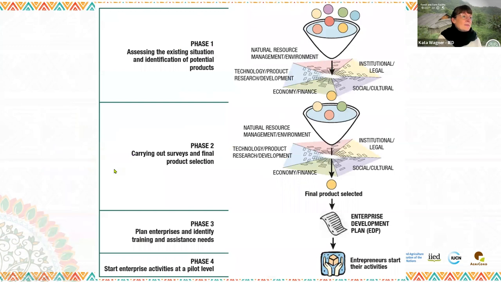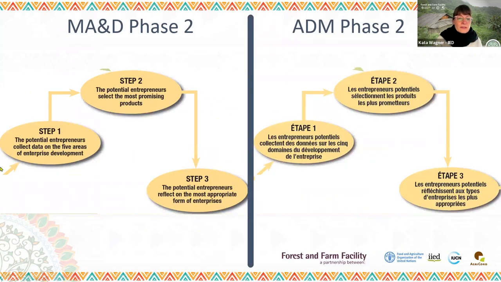So you can see here again the filter diagram, and you all know this probably by heart now, but we're in phase two, where we have pre-selected some products from phase one, and then the entrepreneurs assess the opportunities and constraints in all of the five areas of enterprise development until they select one final product. So we've talked about the different objectives of phase two. The entrepreneurs in step one collect the data on the five areas of enterprise development. In step two, they select the most promising products. And in step three, the entrepreneurs reflect on the most appropriate form of enterprise.